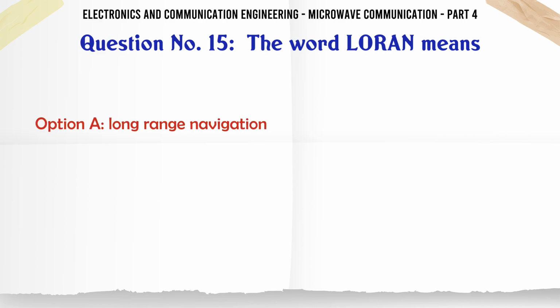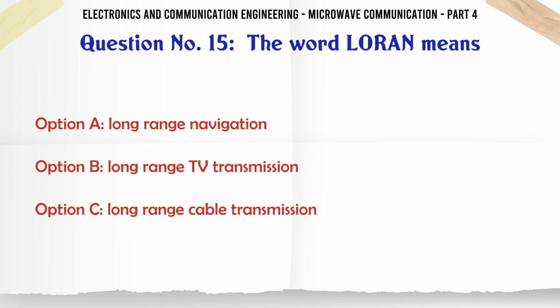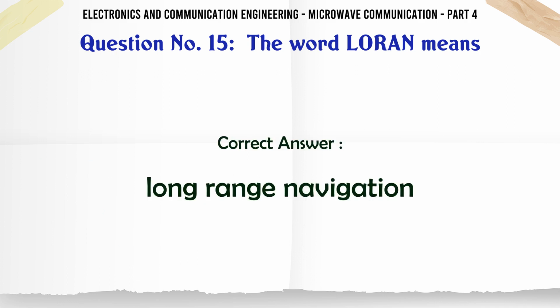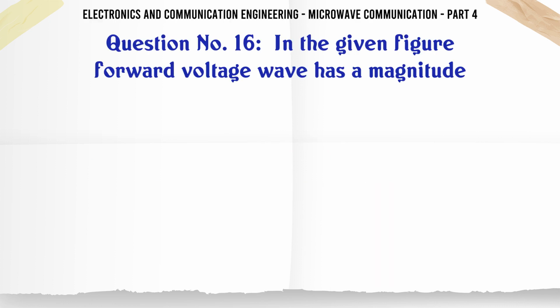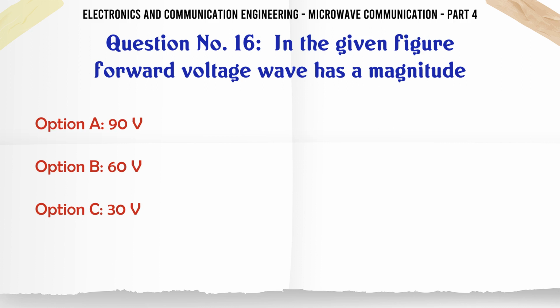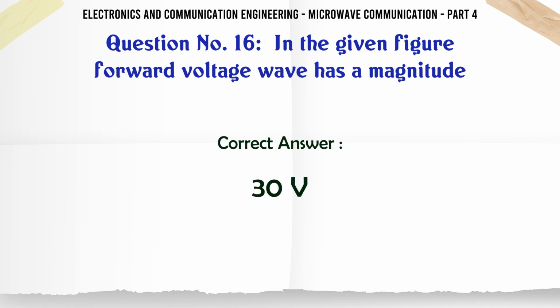The word LORAN means: A, long-range navigation; B, long-range TV transmission; C, long-range cable transmission; D, either B or C. The correct answer is long-range navigation. In the given figure, the forward voltage wave has a magnitude of: A, 90 V; B, 60 V; C, 30 V; D, 10 V. The correct answer is 30 V.